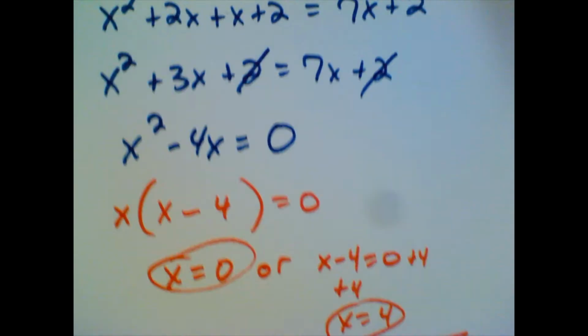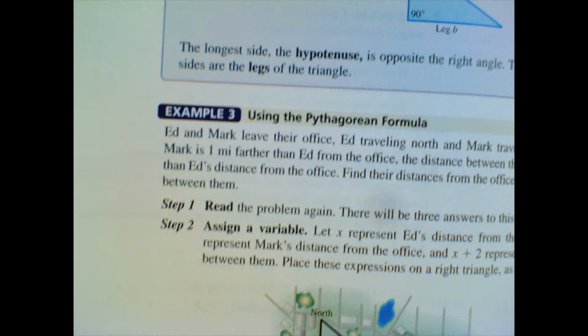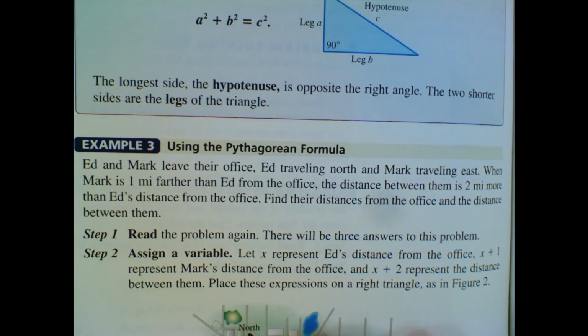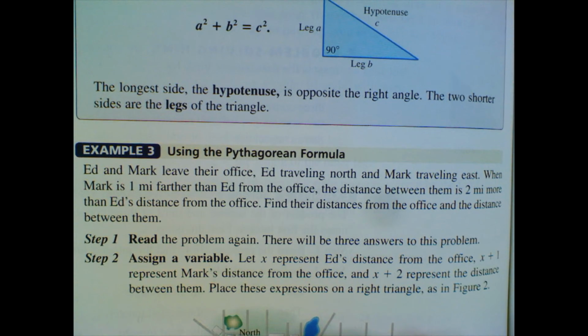Alright, I just want to do one more problem with Pythagorean theorem. We've done a little Pythagorean theorem this year, not a lot. This would be example 3. Okay, I'm just going to read this to you. And like I said, this is on page 444 if you want to look in your book.